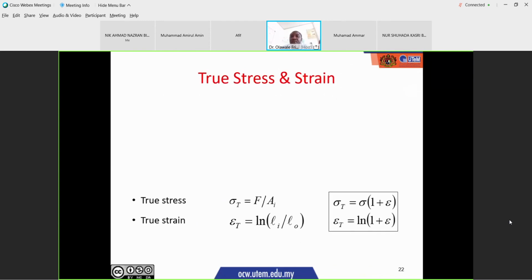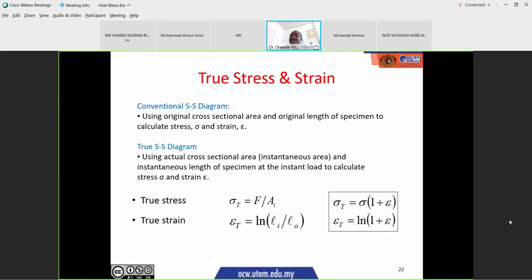Now, the basic difference between them is that for the conventional stress strain diagram, you use the original cross-section area and original length of the specimen to calculate your stress and strain. So for conventional, you use the original cross-section area, which is the original diameter, and the original length. Whereas for the true stress, true strain diagram, you use the actual cross-section area, which is the instantaneous area.